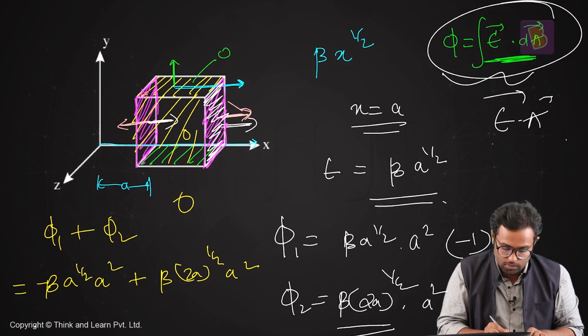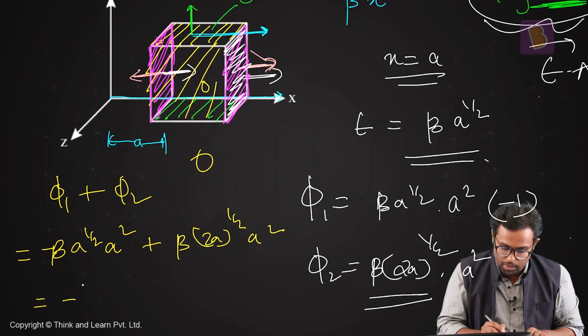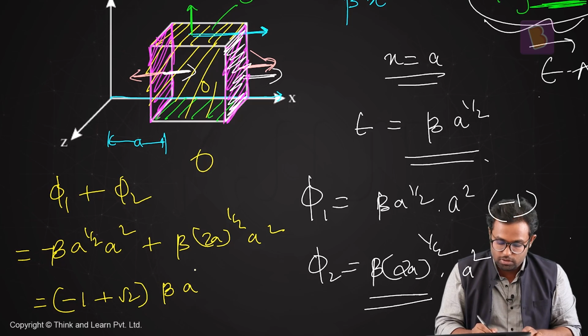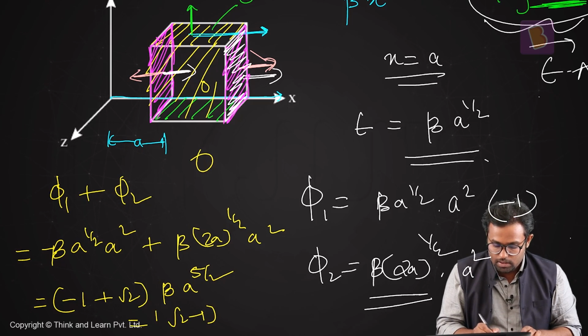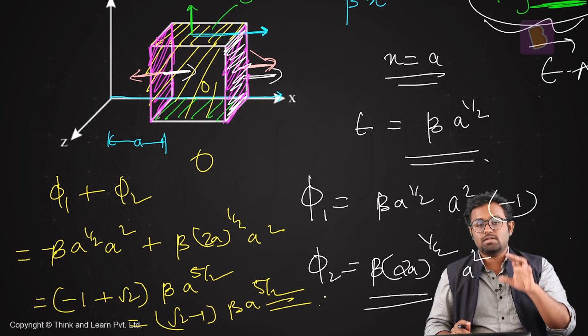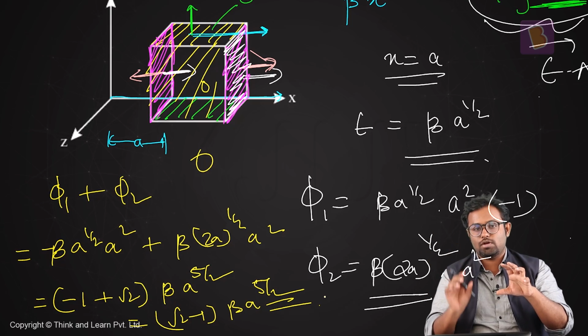So I can take out certain things from here. I get (root 2 minus 1) times beta A to the power of 2 and A to the power of 1 by 2, both are there, so it becomes A to the power of 5 by 2. So this becomes equal to (root 2 minus 1) beta A to the power of 5 by 2. Okay, and this is equal to the charge enclosed by epsilon naught.